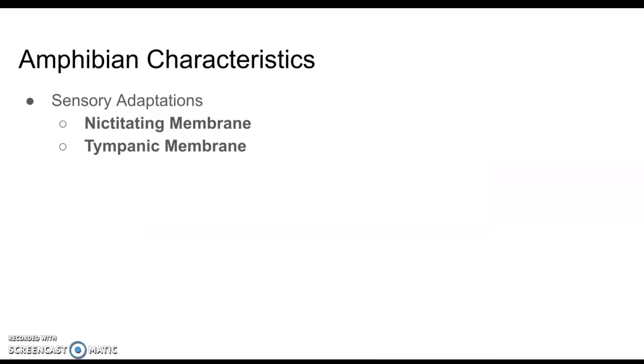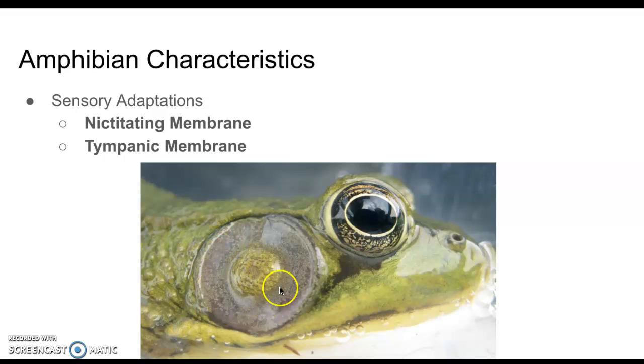The other adaptation that they have is a tympanic membrane. A tympanic membrane has to do with the ear development. So notice here, this is what your ear looks like, very similar to this. The sound comes in and it bounces off here, and that's how you hear the sound in your ear. So in amphibians, the tympanic membrane is on the outside, so there's no perforation on the inside of the membrane.